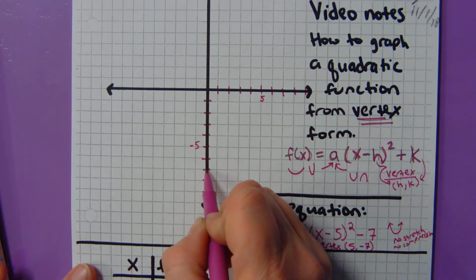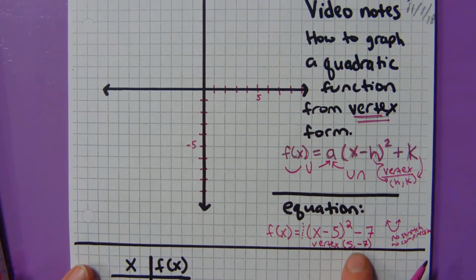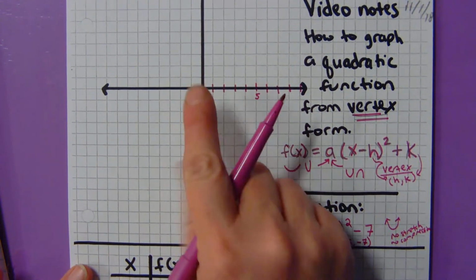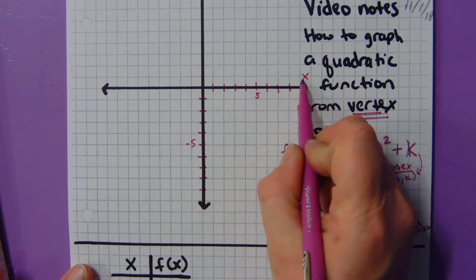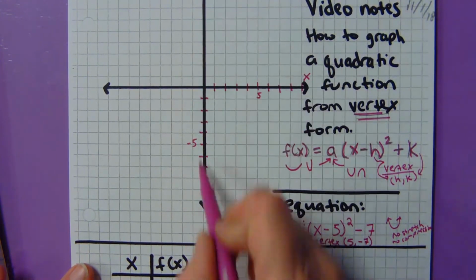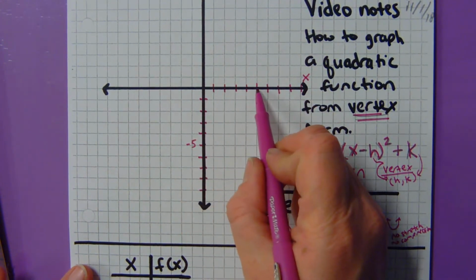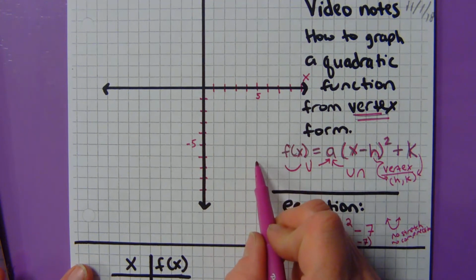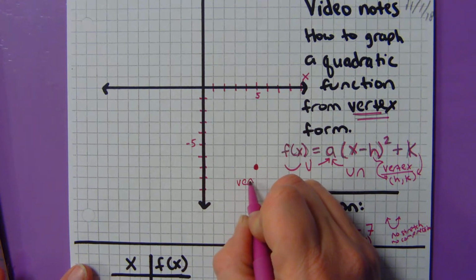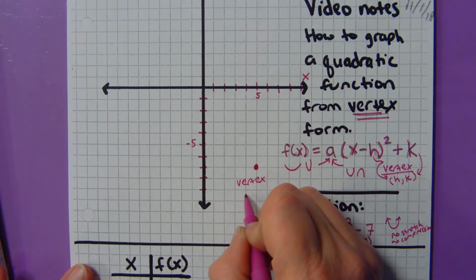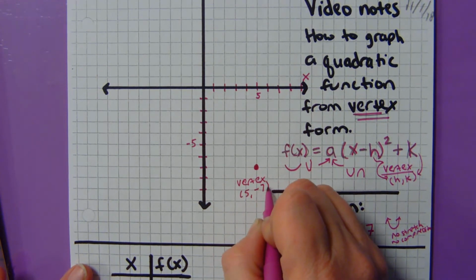That's negative 5, so negative 6, negative 7. So my vertex is (5, -7). I'm going to go over to positive 5 on my x. My up and down is my y. So over to 5, down, there's negative 5, down here to negative 7. So this is my vertex right there, which is 5, comma, negative 7.